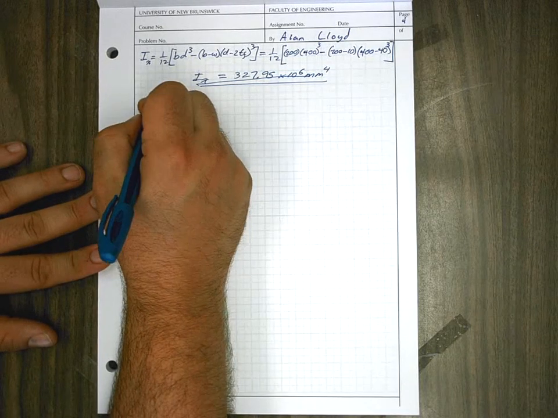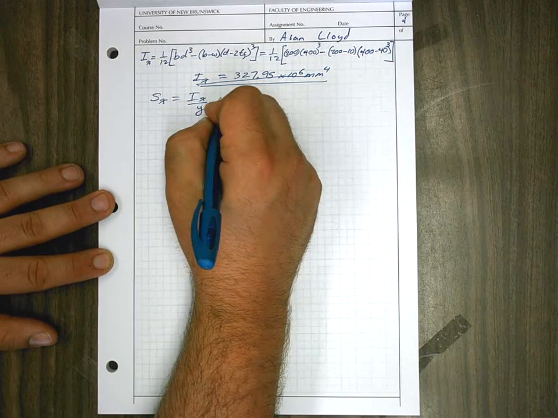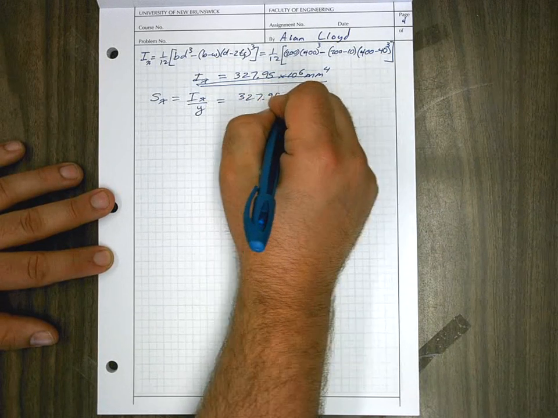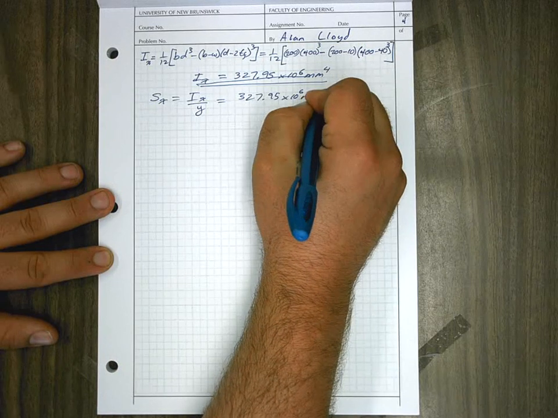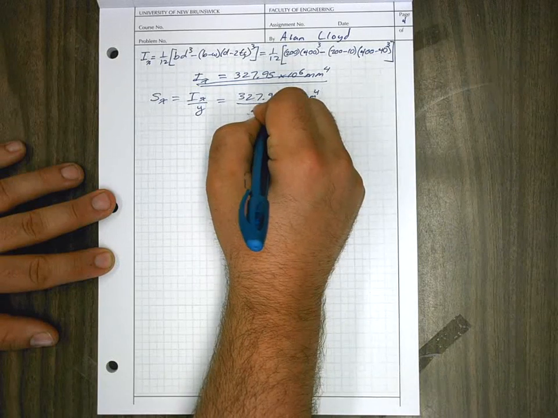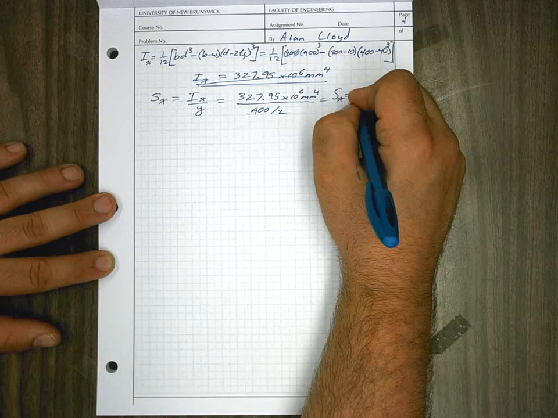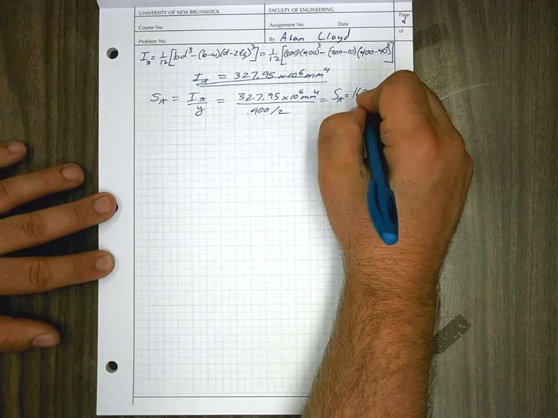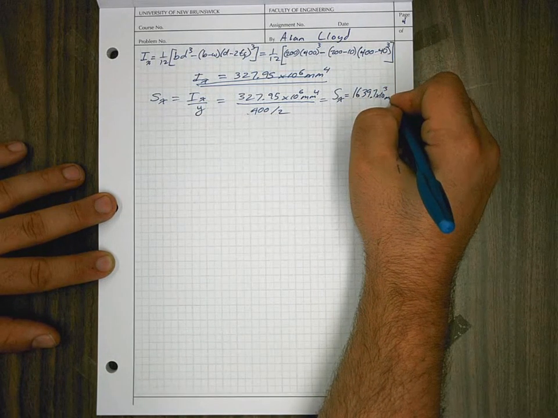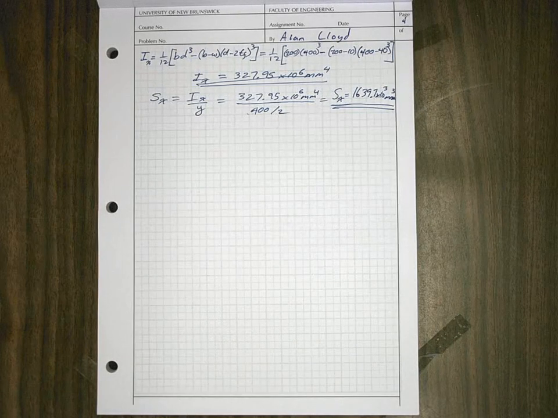And now we can directly calculate section modulus, which is equal to I over y, and this is equal to 327.95 times 10 to the 6th millimeters to the 4th over D over 2, which is 400 over 2. And we come up with section modulus equal to 1639.7 times 10 to the 3 millimeters cubed. So that's the elastic property done there.